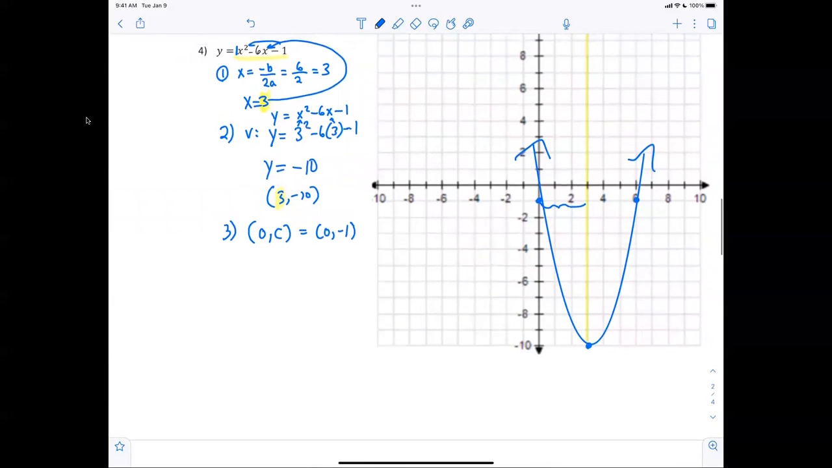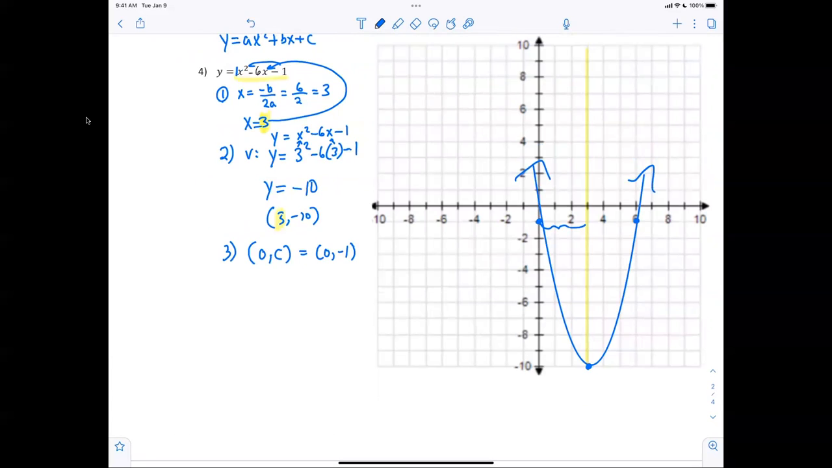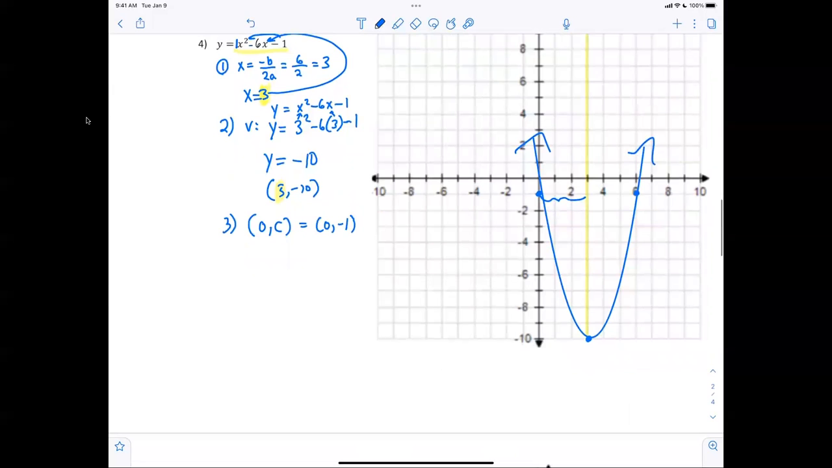Everybody do me a favor and type in y equals x squared minus 6x minus 1. Everybody's good with that? Anybody have any issues? Now I want to show you one more thing so you can for sure make 100. The calculator has the ability to find the vertex. I'm going to show you where that is. Everybody with me?